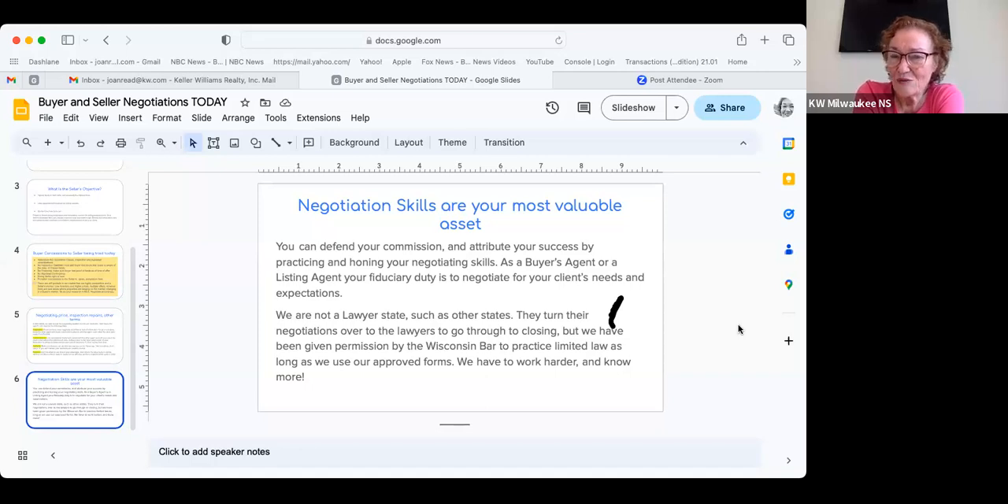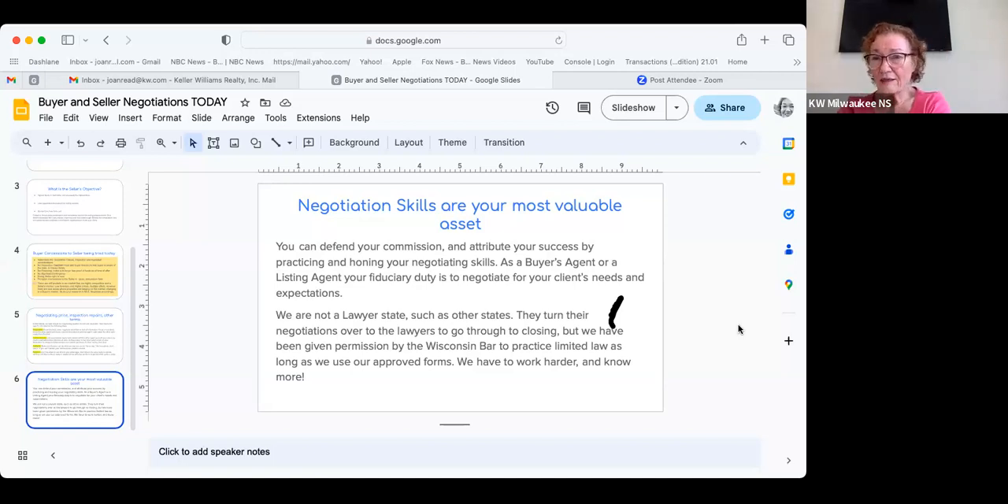The other point is we are not a lawyer state. Illinois is, a lot of other states are, and that just means as soon as a house is chosen, the whole contract is turned over to the lawyer, and they will negotiate price, they will negotiate inspections, they'll negotiate everything, inclusions, exclusions, all of that. And the real estate agent just follows along, goes to closing. But not in Wisconsin. We do all that negotiating.